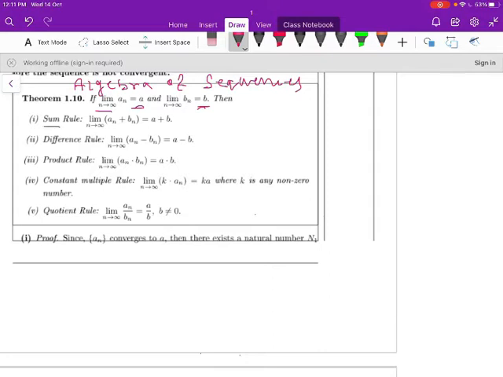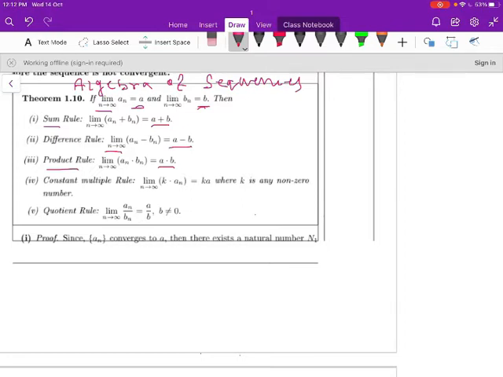Then the sum rule: the limit of the sum of the sequences an and bn as n tends to infinity is the sum of their respective limit points a and b. Difference rule: the limit of the sequence an minus bn as n tends to infinity is a minus b. Product rule: the limit as n tends to infinity of the product of the two sequences an and bn is the product of their limit points a and b.